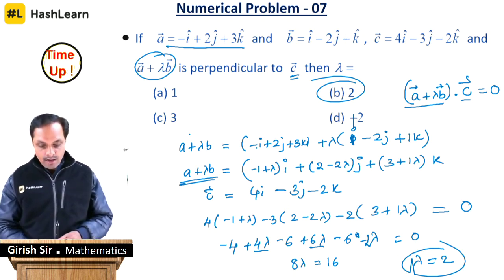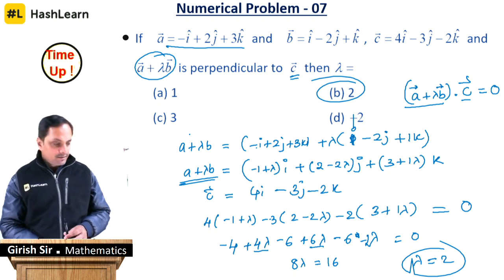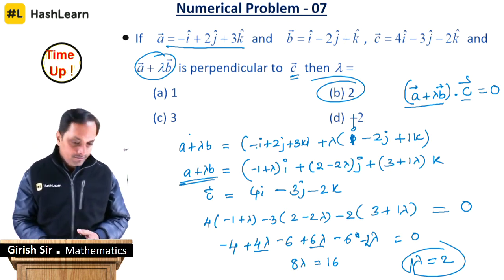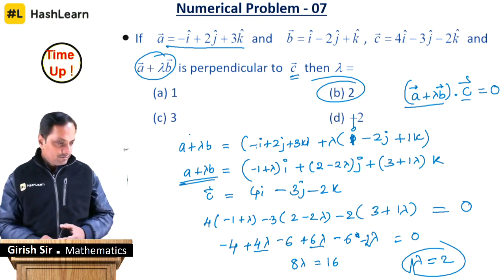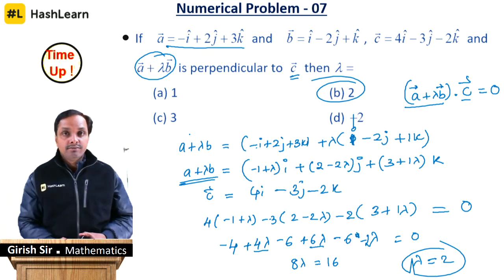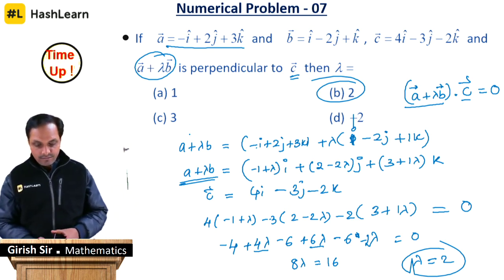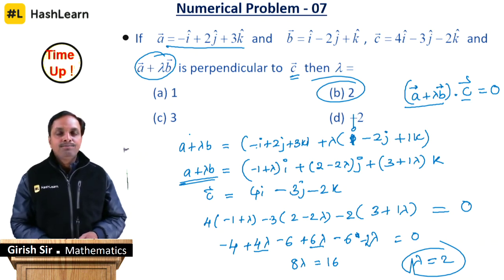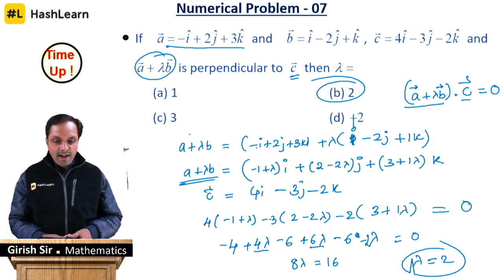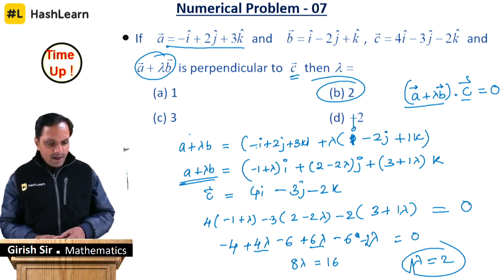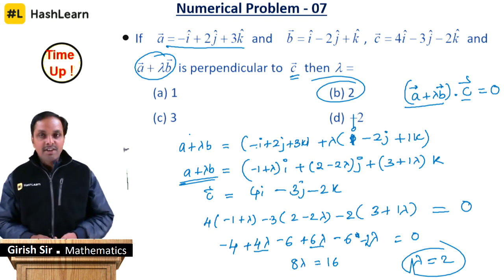Any confusion in any steps, Himanshu? Nirmal, Peru. Hope you all followed the steps. Lambda is 2. Answer is option B. Okay. Come on, hurry up. Get ready for the next. Yeah, Nirmal, option A is coming. Lambda is 1. How come? Cross check with the steps.